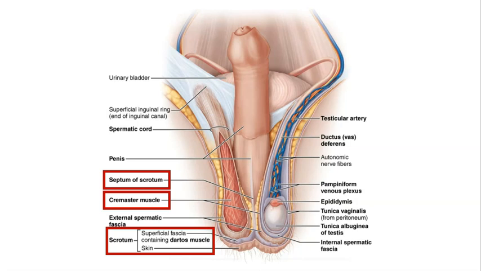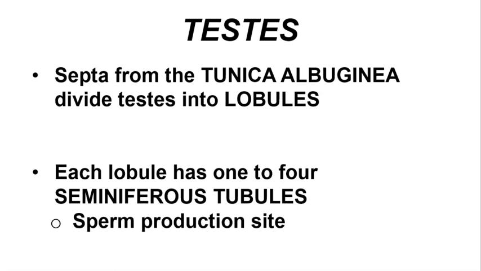So in this diagram, we see the septum of the scrotum, the cremaster muscles, as well as the superficial fascia of the scrotum, which contains the dartos muscle. Within the testes, we find a white connective tissue that's referred to as the tunica albuginea, which further subdivides each of the testes into smaller compartments that are referred to as lobules. The lobules contain coiled tubes that are referred to as the seminiferous tubules. And it is within the seminiferous tubules that we find the cells which are responsible for creating sperm cells.